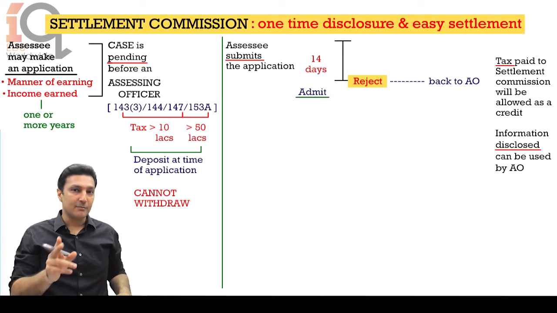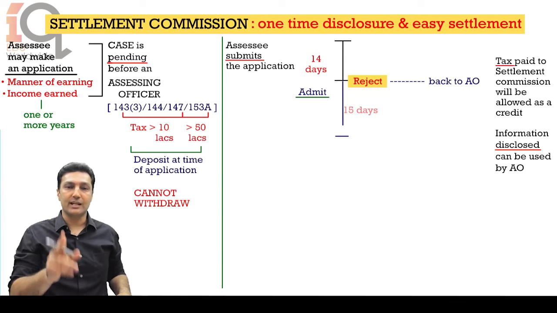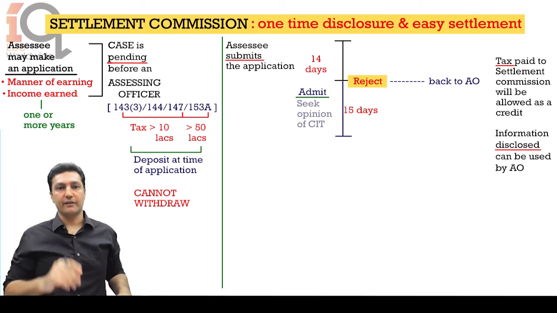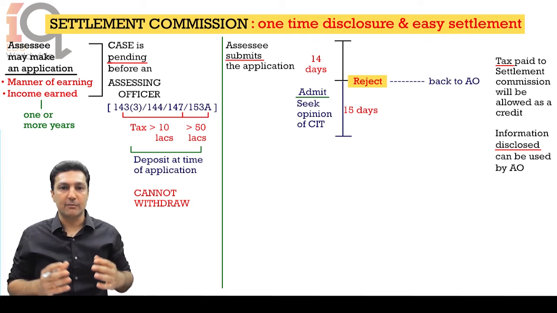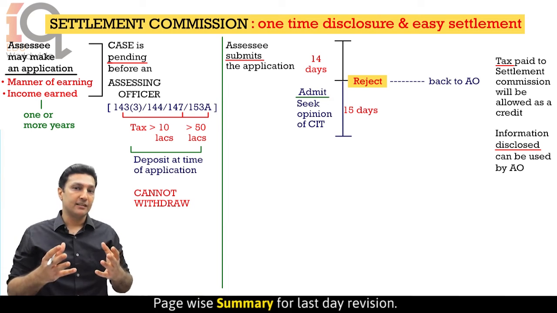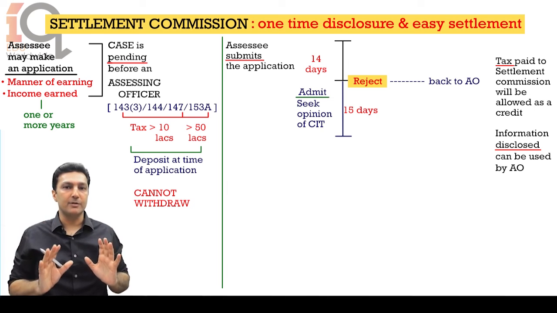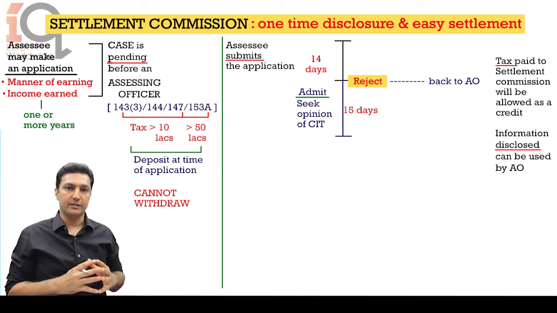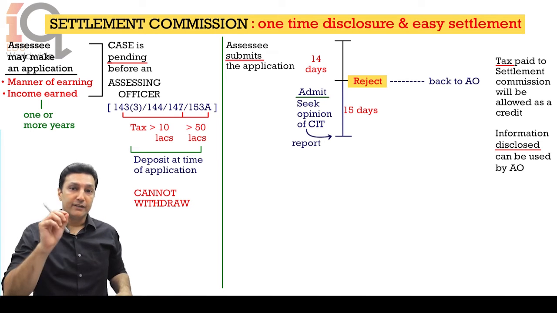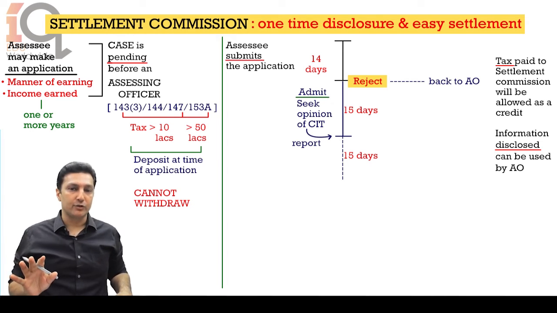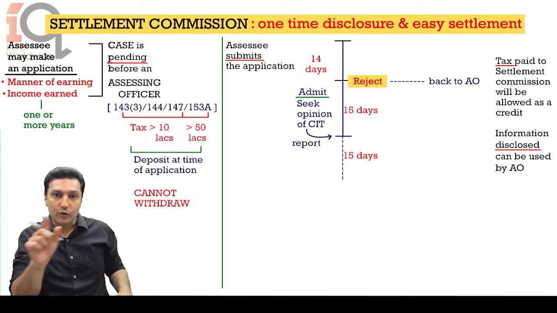But once the settlement commission accepts it, what they're going to do is send a notice to the commissioner of income tax, asking the commissioner for information about the assessee, details about the assessee, and whether the assessee has been honest enough to disclose everything before the settlement commission. They are seeking the opinion of the commissioner. Now the commissioner will file the report. Within 15 days of the report of the commissioner of income tax, the settlement commission will again make a decision on whether they want to continue or abate.